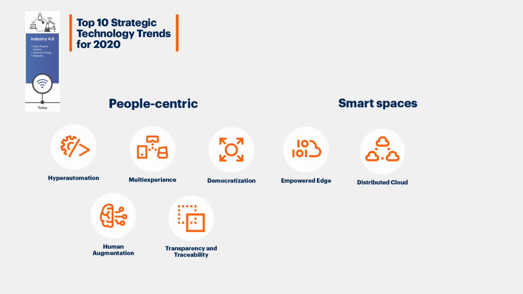Trend number 8 is autonomous things. Autonomous things like robots and drones, they're already becoming much more commonplace and are currently used well in controlled, mostly private spaces. And this trend will see them being used in more open public spaces and move from standalone devices to swarms of autonomous things.